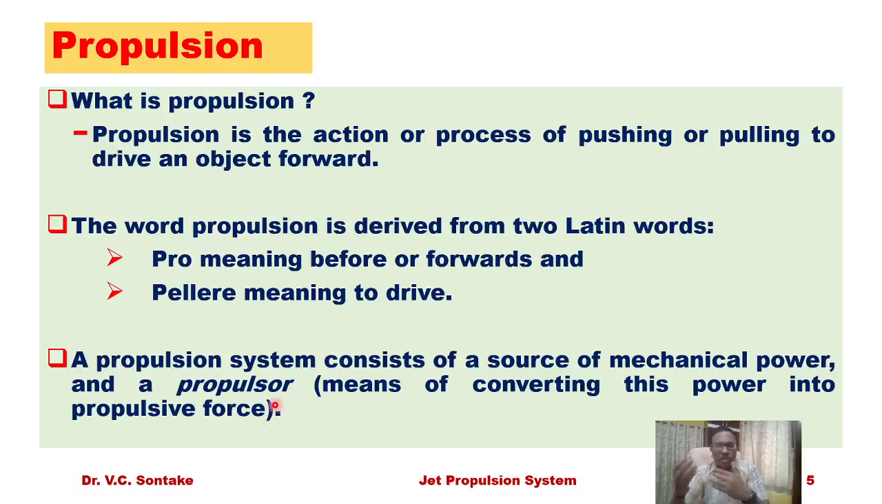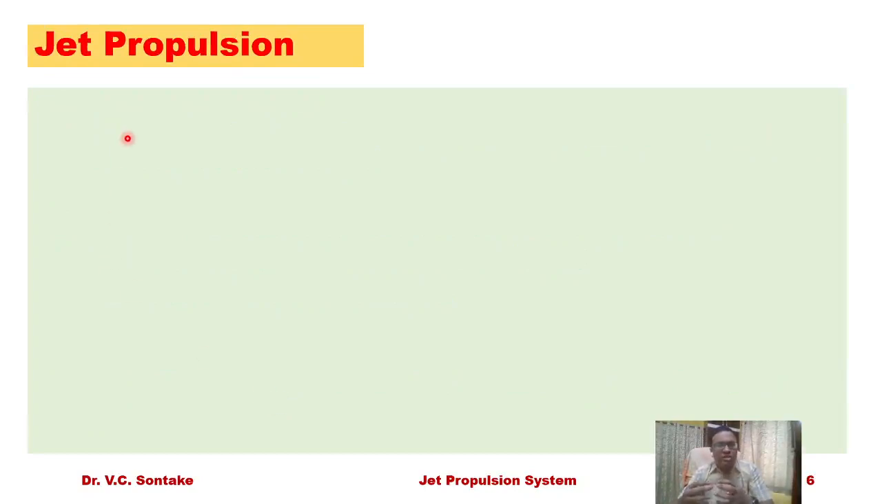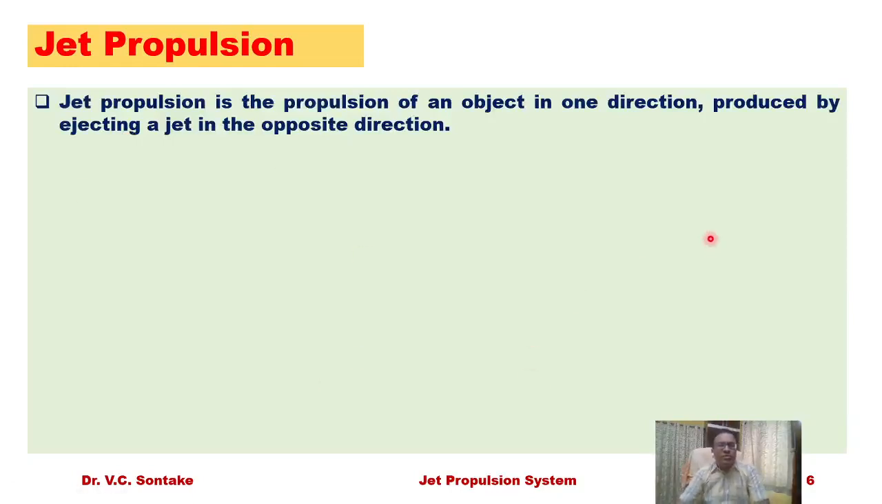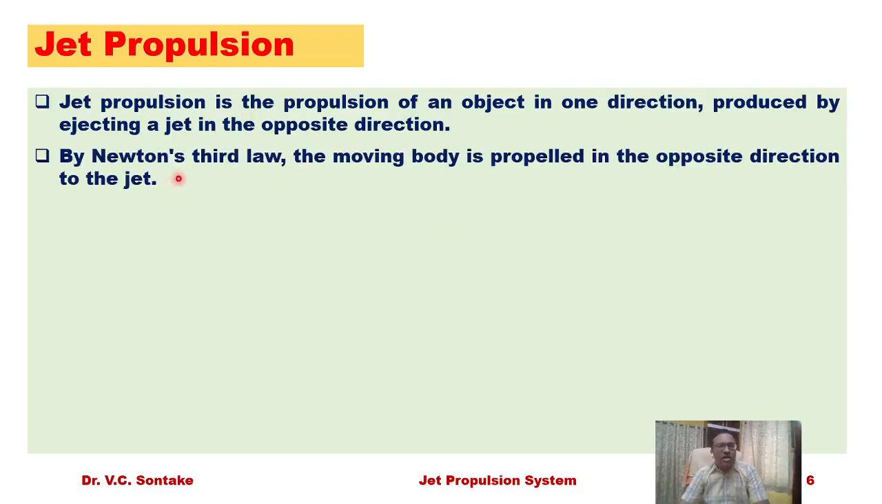So we have defined jet, we have defined propulsion. Let us combine these two words: jet propulsion. Jet propulsion is the propulsion of an object in one direction, particularly the forward direction, produced by ejecting a jet in the opposite direction. By Newton's third law, the moving body will be propelled in the opposite direction to that of the jet.